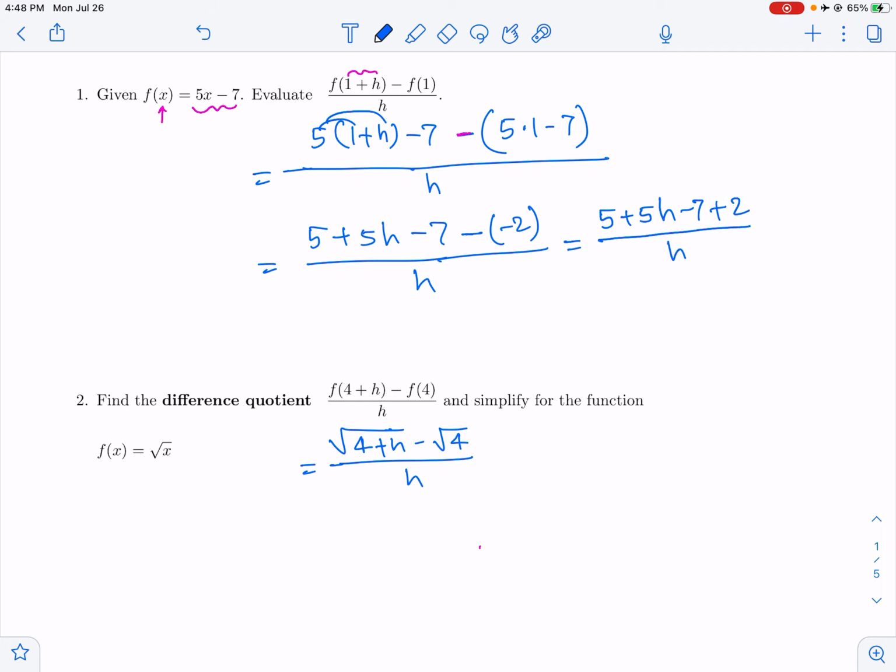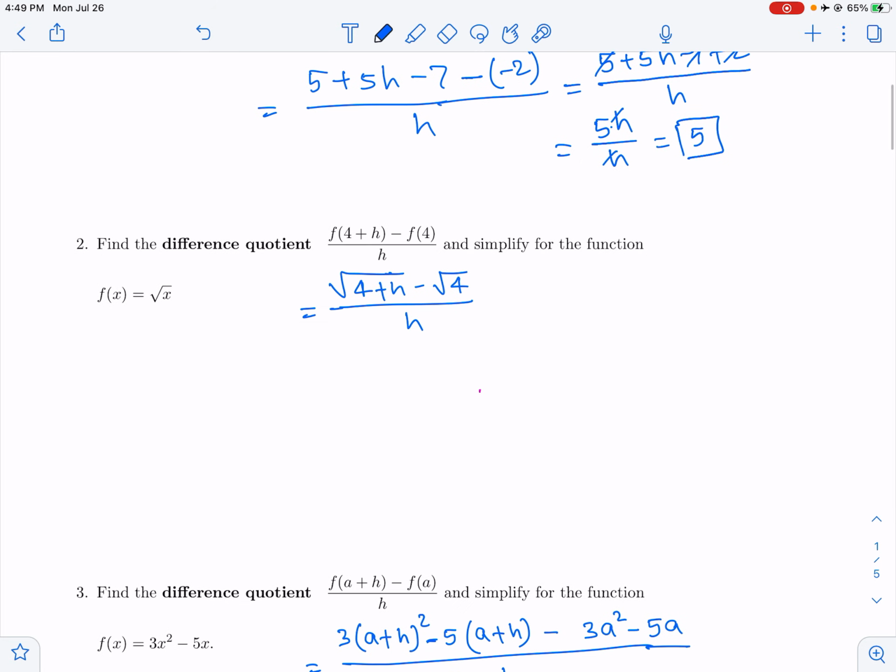all over h. Here we can combine the numbers, 5 plus 2 is 7, minus 7, that is just 0. Then we have 5h over h. Now 5 times h, so h is cancelled, so the answer is 5.